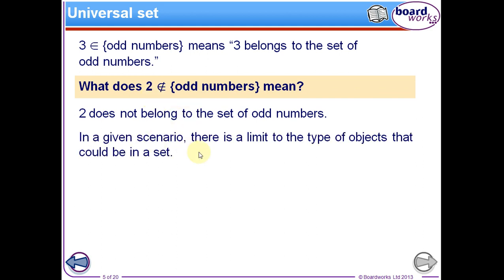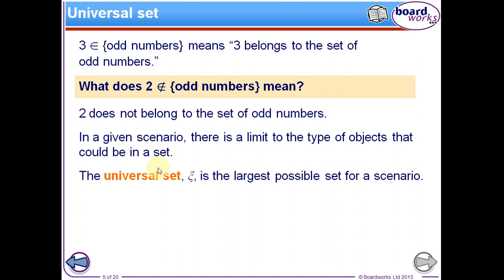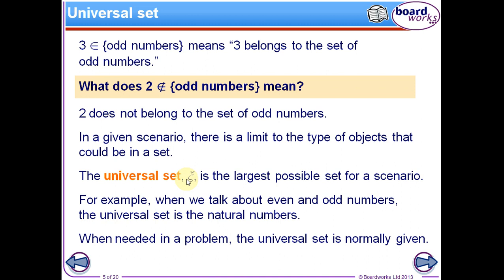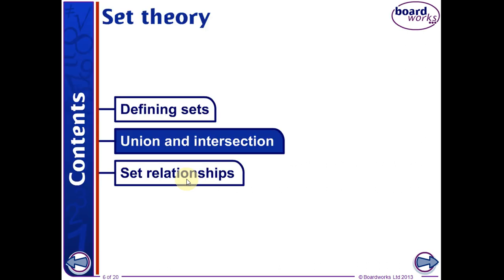So in a given scenario, there is a limit to the type of object that could be in a set. The universal set is the largest possible set for a given scenario. For example, when we talk about even and odd numbers, the universal set is the natural numbers, the set of all natural numbers. When needed in a problem, the universal set is normally given.